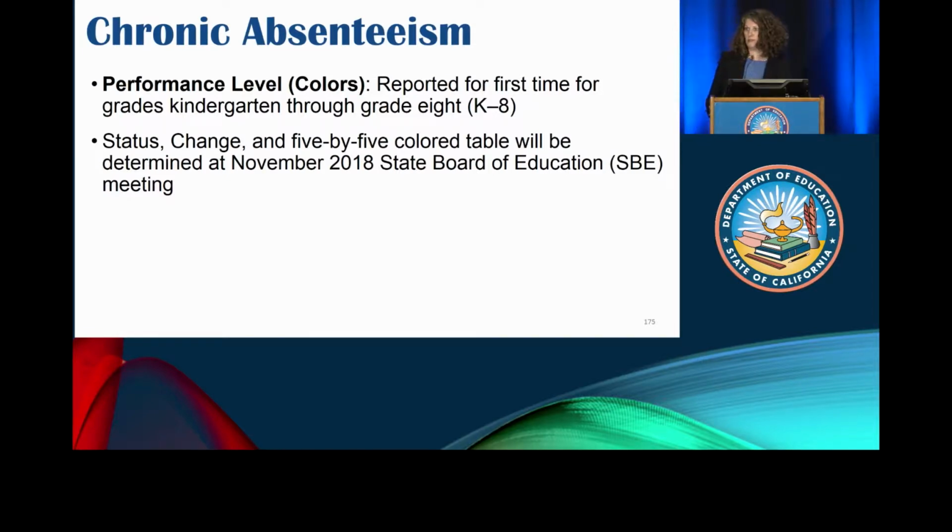This, along with several of the other indicators, will need to be taken to the State Board of Education for final determination. Specifically, they need to adopt not only status, but change cut scores and our 5x5 tables at their meeting. So you will hear a little bit more about the rollout of the dashboard, but this is one of the items that is still pending.